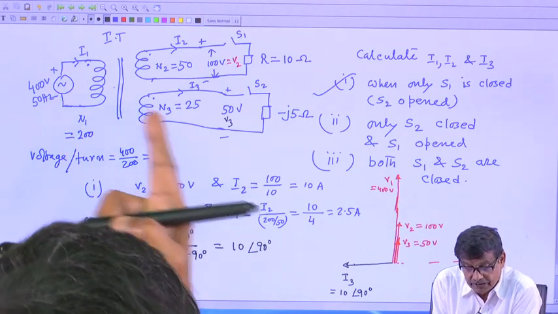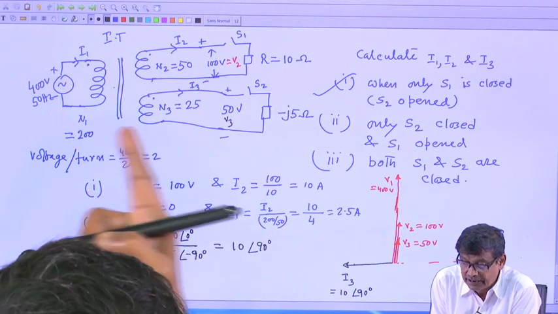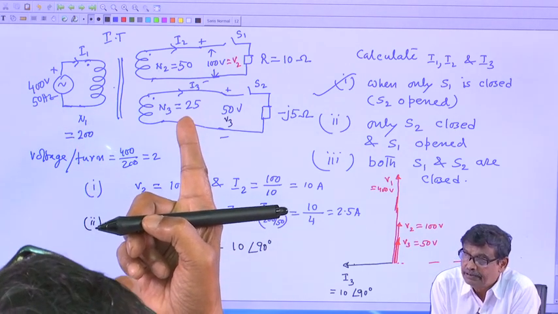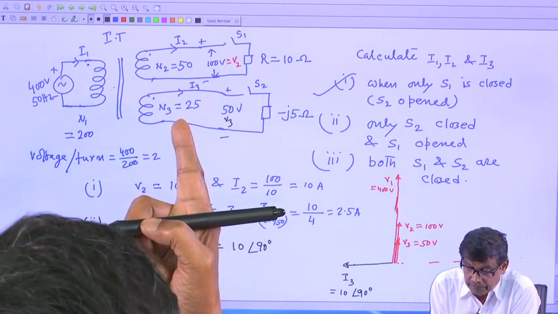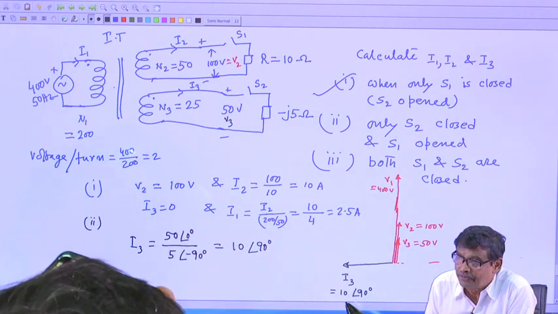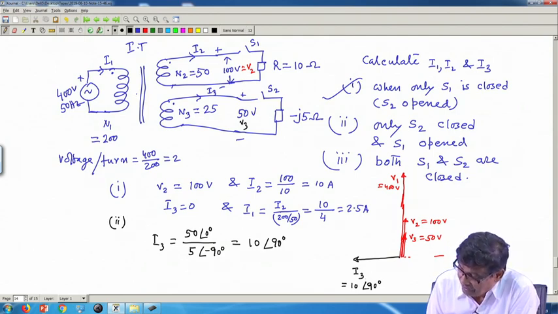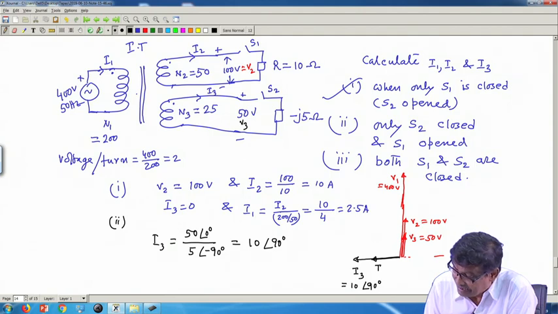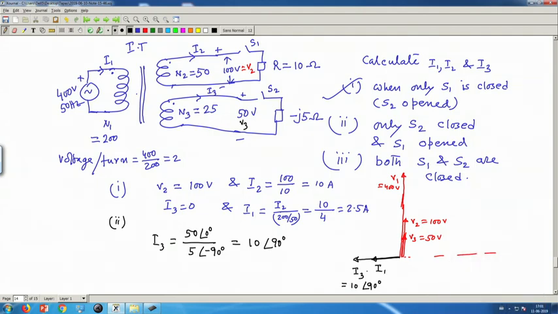What is the ratio of turns? Here 200 by 25 means 8. So, it will be reduced by a factor of 8. So, your I1 and they will be in phase. Why? Because they have to balance off the MMFs. So, I1 which is equal to I3 dashed will be equal to 10 by 8 into 90 degree.